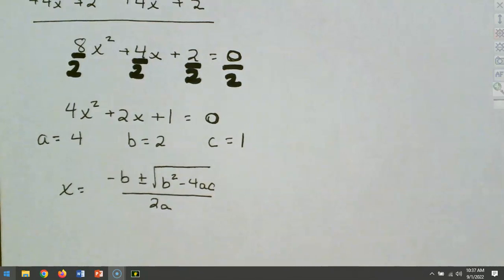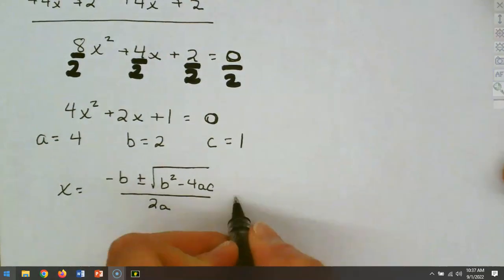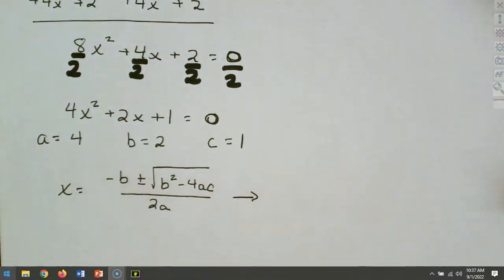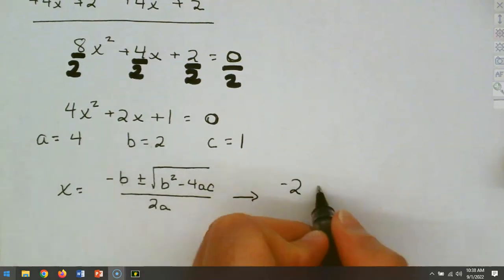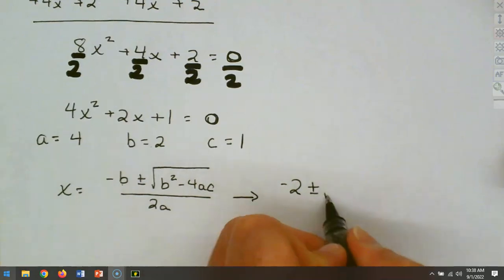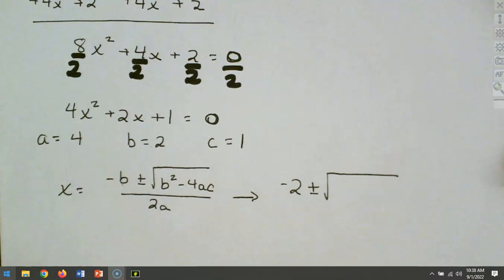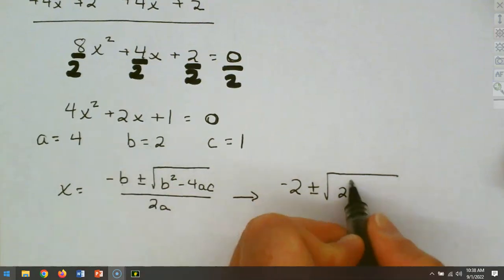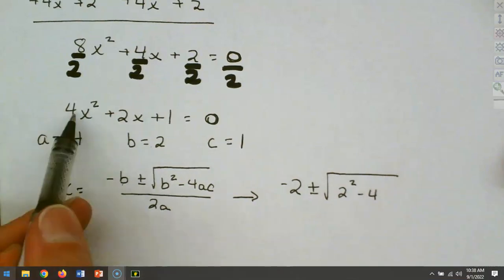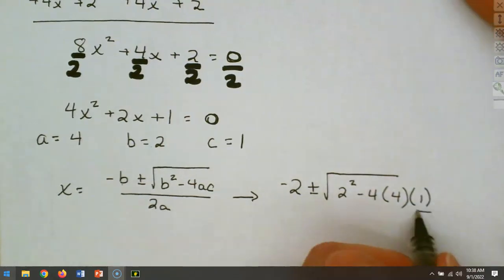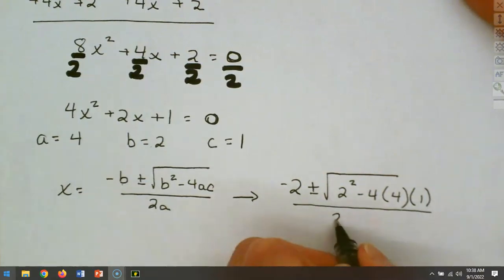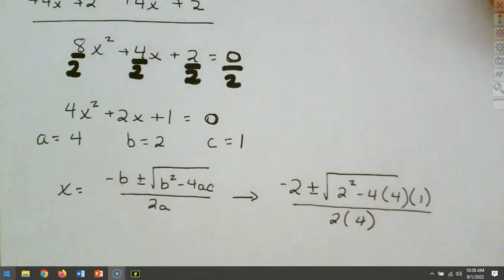I've got my pieces labeled. I'm going to plug them in, and I'm going to finish this question out. So now what does it become? Okay. Negative b, so that's a negative 2. And then we've got our plus or minus. We've got the square root now of 2 squared minus 4a, which is 4, c, which is 1, all over 2 times 4.